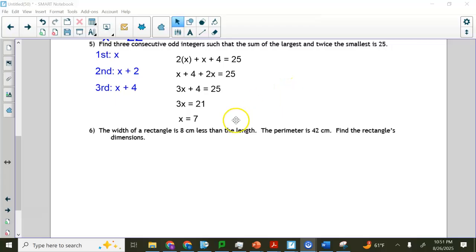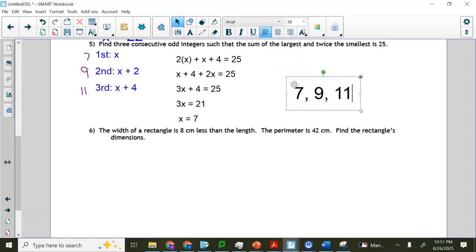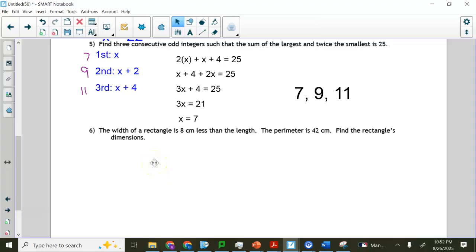All right, if you finished up number 5, you should have gotten x to be 7, and then it wants all the odd integers. So if we plug that back in, that first one would be 7. This one's 7 plus 2 would be 9. And then that last one, 7 plus 4, would be 11. So then your numbers were 7, 9, and 11. Okay, if you want to double check the formula here, twice the smallest, so that'd be 14, plus the largest, 11, is 25. Yep.